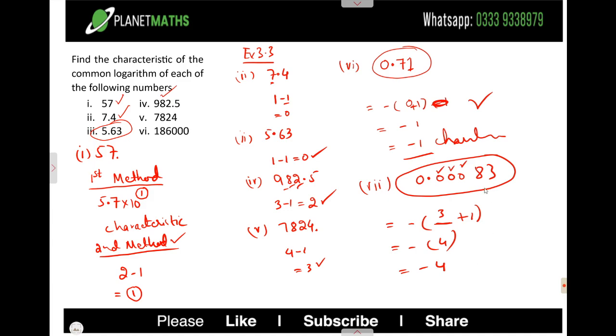You can also solve it manually by shifting this decimal point 1, 2, 3, 4 places towards the right, over here. Write it in scientific notation. So you can write 8.3 raised to the power of minus 4. So this minus 4 is the characteristic of the question. I hope you understand this question.